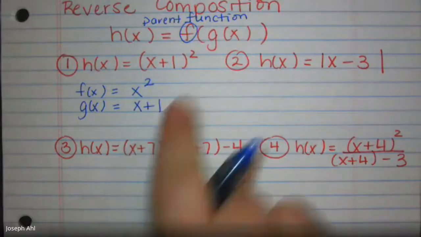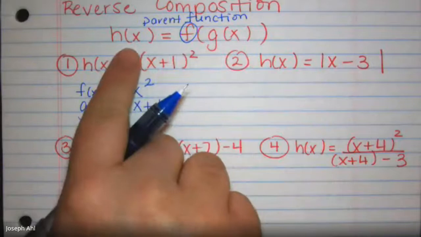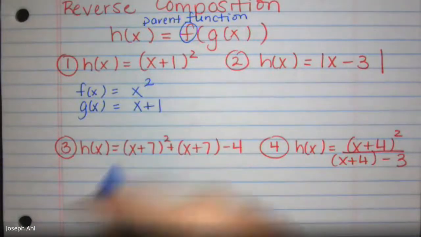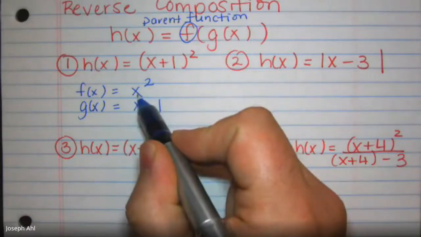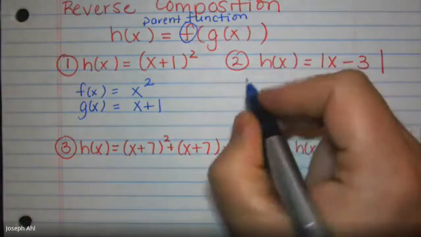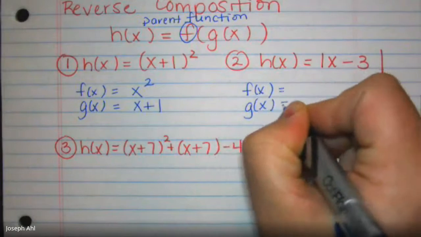And what you should be able to do right now is do the composition f of g of x and get back to the original example of what we have written in h of x. And hopefully that would make sense, right? f of g of x would say take x plus 1, plug it in for x here, and that's going to get us back to x plus 1 squared. So that's the whole idea of reverse composition.